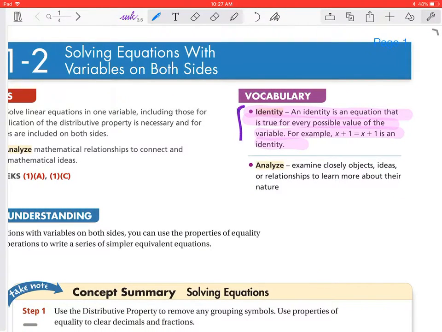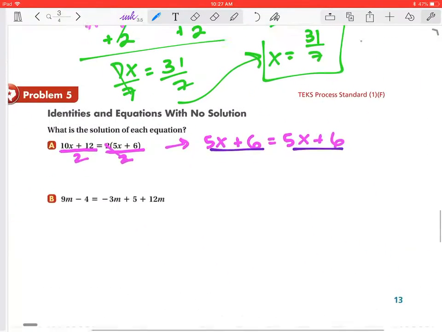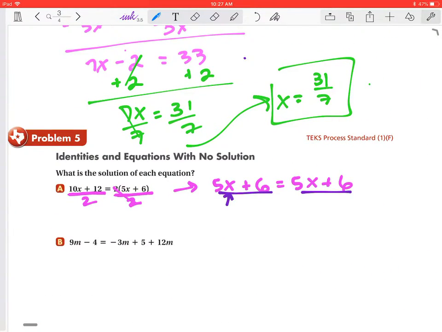All right, we talked about the identity equation. An identity is an equation that is true for any possible value of the variable. x plus 1 is equal to x plus 1. Okay? So that means for any value that I plug in for that variable x here, it will still be 5 times whatever that is plus 6. It will always be true. So this is an identity equation. It essentially means it's the same line.